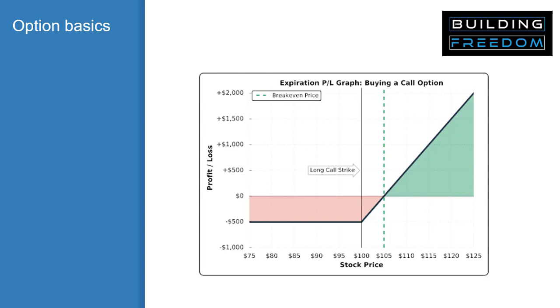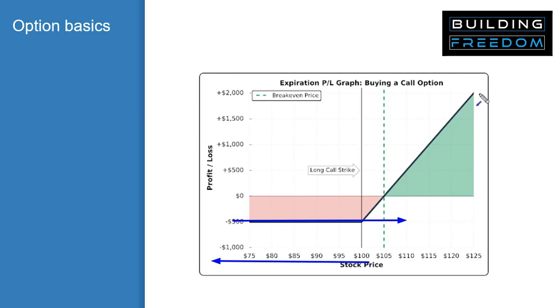If you're buying a call option, as you can see here, you are limiting your downside, meaning that if you're buying the call option, in this case, for $500, then that is all you can lose, no matter how far we have the stock price down here. No matter how far down the stock price goes, you can only lose your $500.